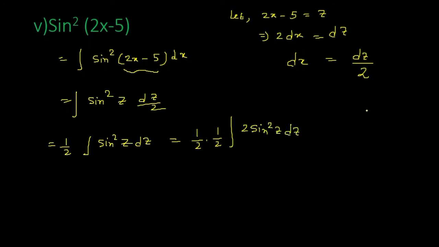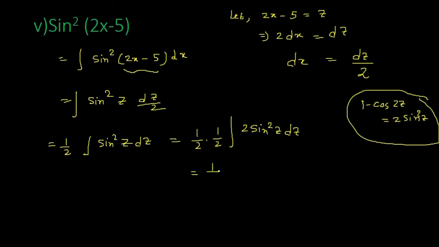Now what is 2 sine square z? We know 1 minus cos 2z equals 2 sine square z. This is the formula of trigonometry. And 1 plus cos 2z equals 2 cos square z. So we need to put the value here. So that will become 1 by 4 integration of 1 minus cos 2z dz, since 2 sine square z means 1 minus cos 2z.